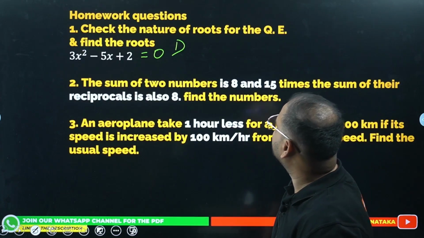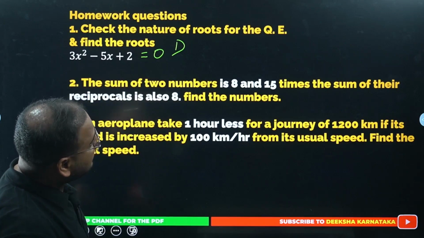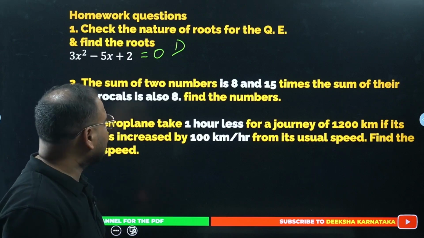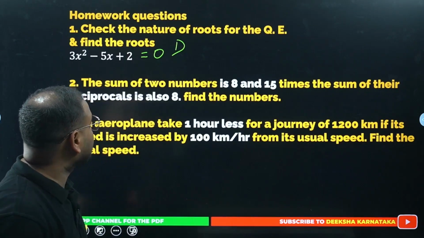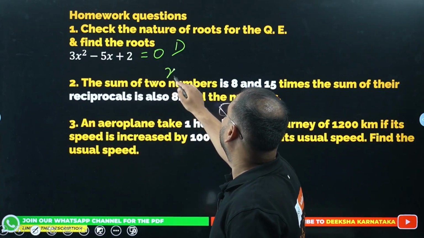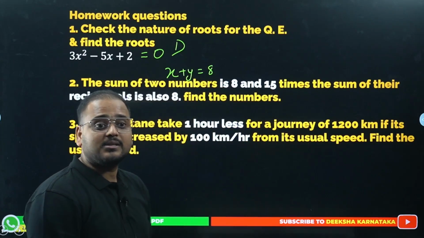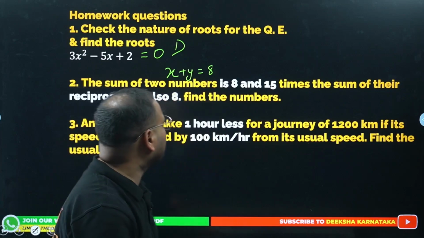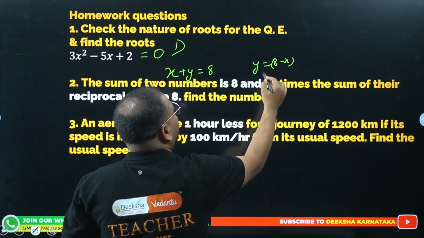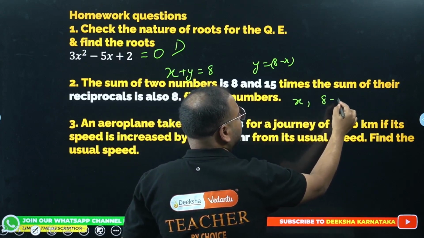The sum of two numbers is 8 and 15 times the sum of their reciprocals is also 8. Find the numbers. Two numbers means x plus y. Now if you use x plus y, can you get a quadratic? We can't, sir. A quadratic has only one variable. Then how will you solve it? I can write y as 8 minus x. So my numbers are x and 8 minus x.